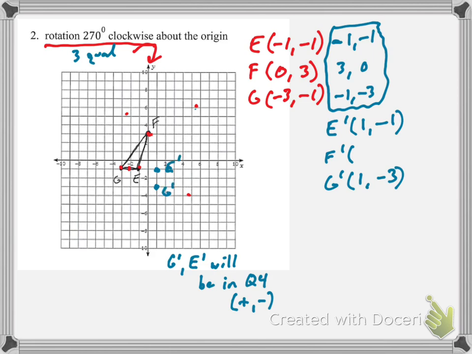Now F prime is on an axis. So 270 means I'm going here to here to here. Well, my point ends up being on the negative x-axis. Well, the negative x-axis means it's negative 3, 0. So there's F prime. So when I rotate this, it actually overlaps a little bit, but that's okay. All right. So 90 and 270 have the same rules.